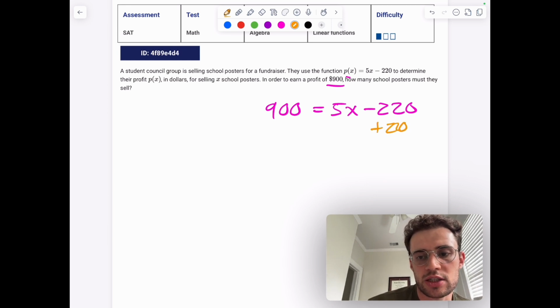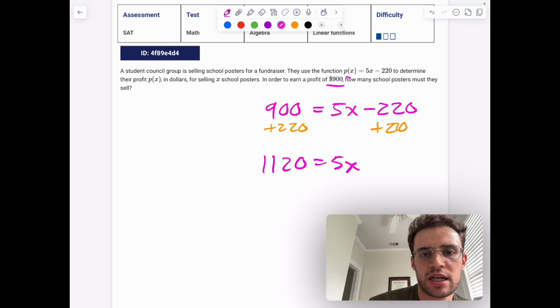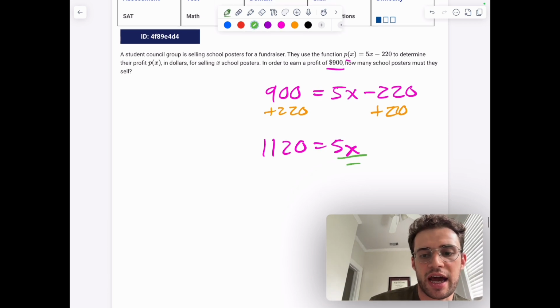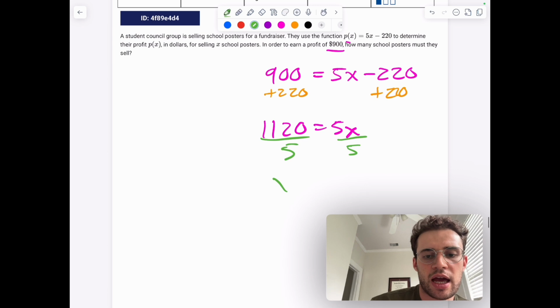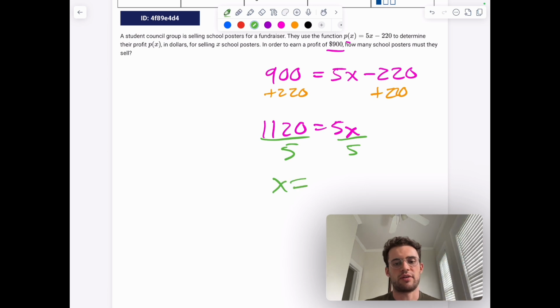So we can do that by getting x alone, add 220 to both sides, which gives us that 1120 equals 5x. And that means we solve for 5x, we want to find x. So we just divide both sides by 5, and x is equal to 1120 divided by 5, which is 224.